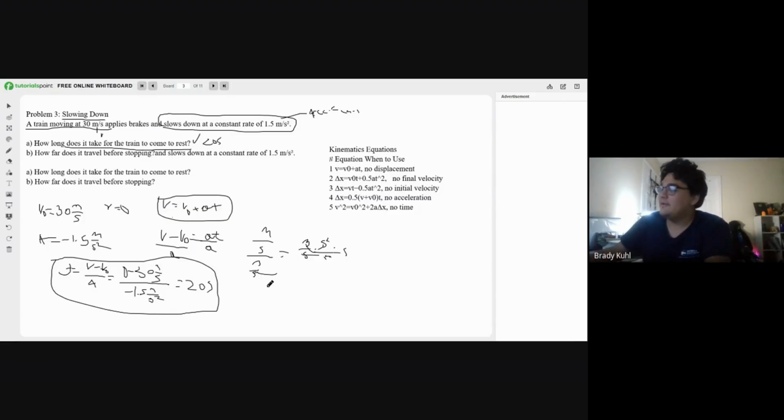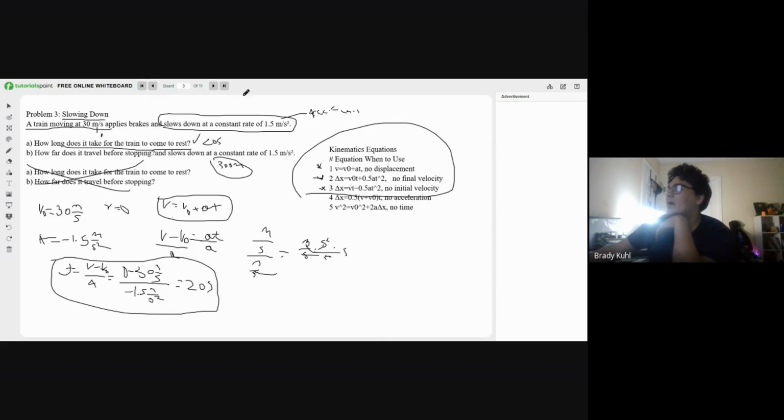It moves 300 meters before coming to rest. The formula I used is this one. If you use this formula, you are correct. Well, this was a typo right there. 300 meters is the distance it takes, because these are the formulas you can use, or three formulas you can use, to find the answer.